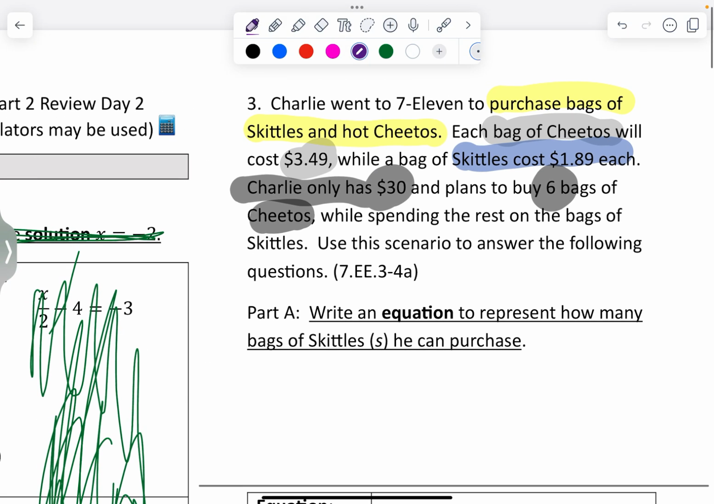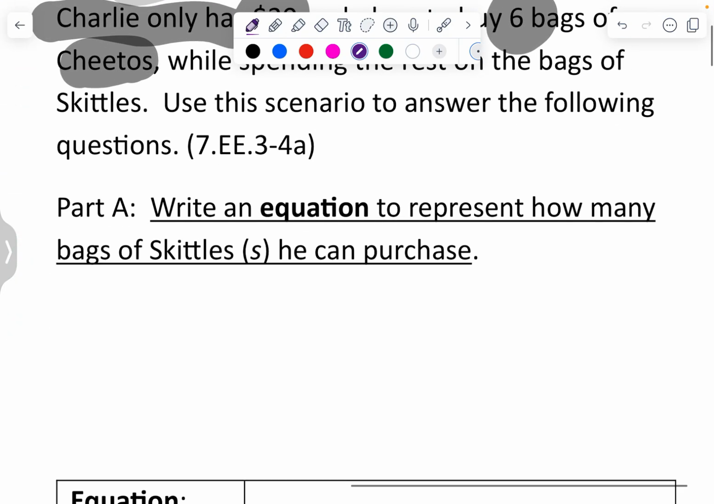All right, well, let's set this up. Write an equation to represent how many Skittles we can buy. This is my variable right here. Okay? So since it's asking for bags of Skittles, that's what I need to find. So we're going to put an X there. It says S, but you can use an X. Okay? Just because you're going to see that it's the same as above. Or everything else we've been doing.